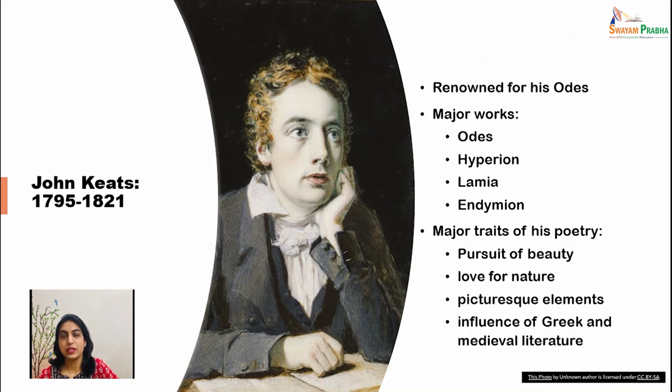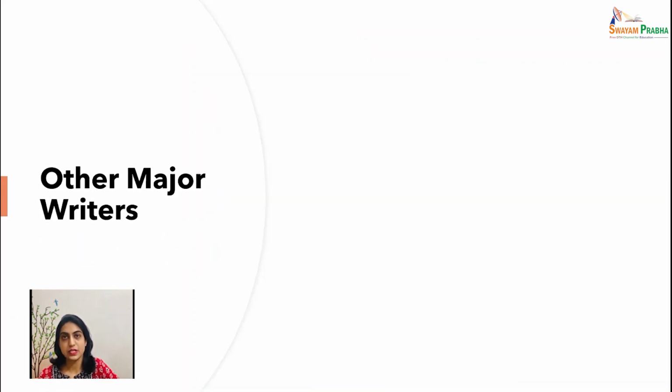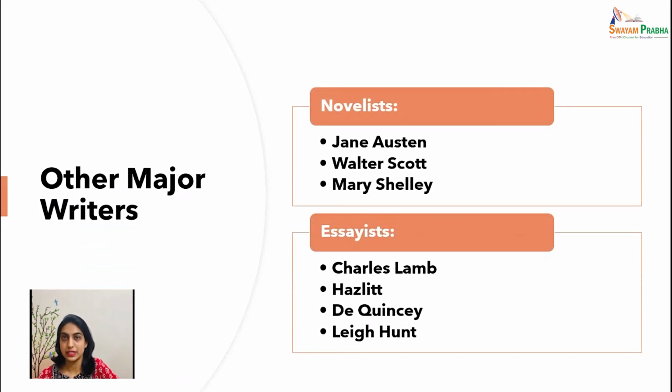Besides poetry, other genres like novels and essays also were very prominent in this time. Jane Austen, Walter Scott, and Mary Shelley were the famous novelists of the time, and writers like Charles Lamb, Hazlitt, De Quincey, and Leigh Hunt were among the major prose writers and essayists.